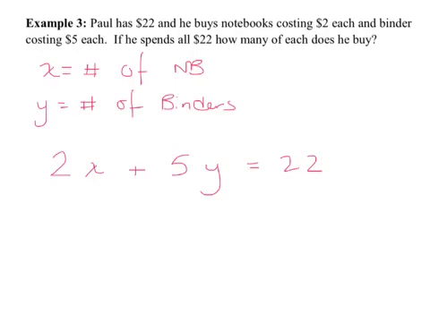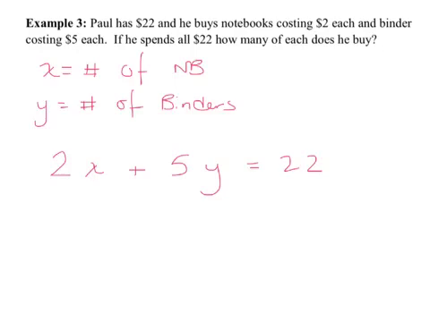Now, we can then say to ourselves, well, there's many possible answers that can go in here for X and Y, but the key is to remember that you can't buy a fraction of a notebook or a fraction of a binder. So we need to find all the possible X and Y values that are whole numbers that make this equation true. So we go ahead and we take a look by listing all of our possible values.